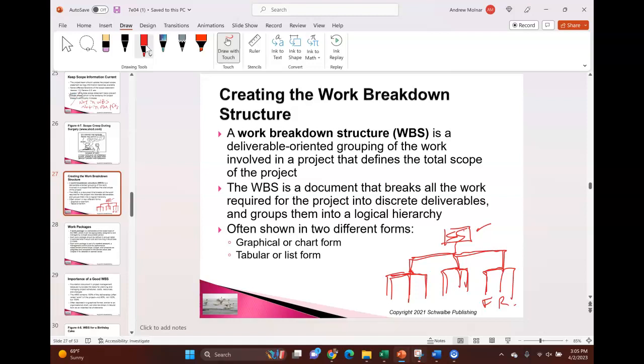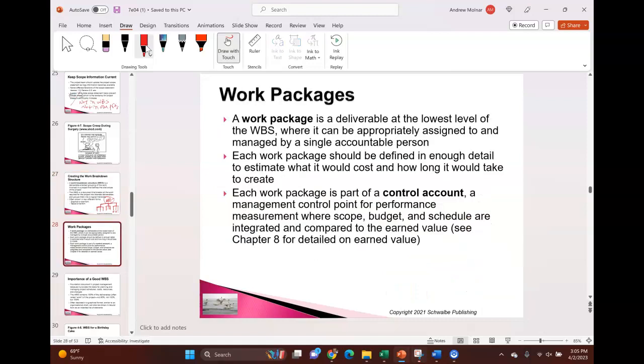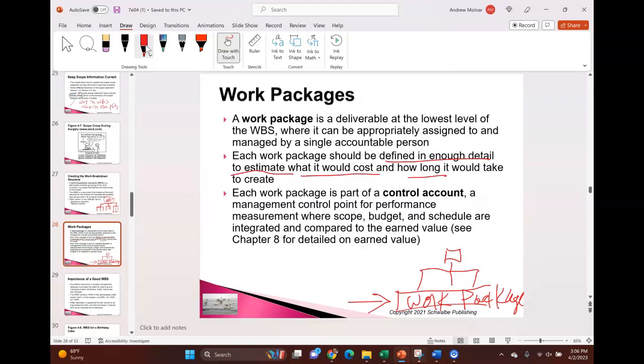It actually looks like an org chart, but it's about requirements from your scope statement on down, detailing out everything you need to build this deliverable. At the bottom of a work breakdown structure, the very lowest level is called the work package. And that will be on a lot of tests, even the PMI type tests. The lowest level of the scope in the work breakdown structure is the work package, right? This is defined in enough detail to estimate what it would cost and how long it would take. Notice what we just tied it to. We just tied the work breakdown structure to your budget in our definition and our schedule.